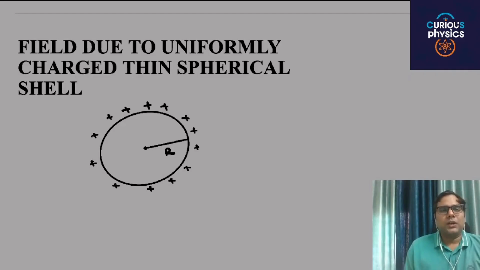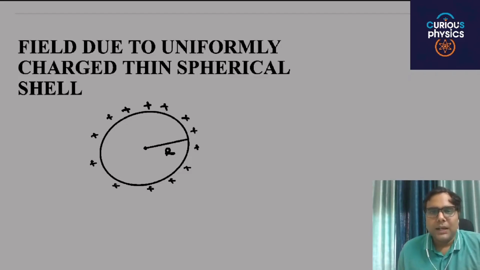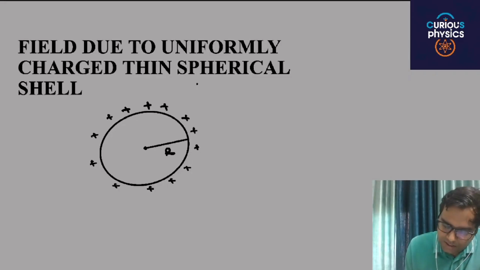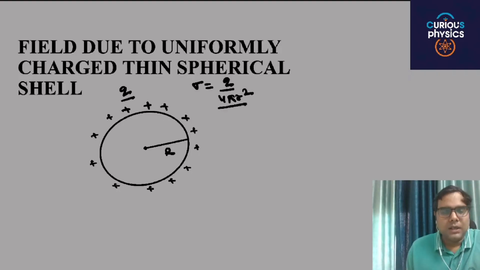If this particular shell is empty from inside, then the whole charge will concentrate on its surface, or you can say that the whole charge is distributed on its surface. Then for a surface we will define sigma, or you can say the areal charge density. Here the areal charge density is sigma and its value will be Q by 4 pi R square. Are you getting my point? This is the areal charge density.